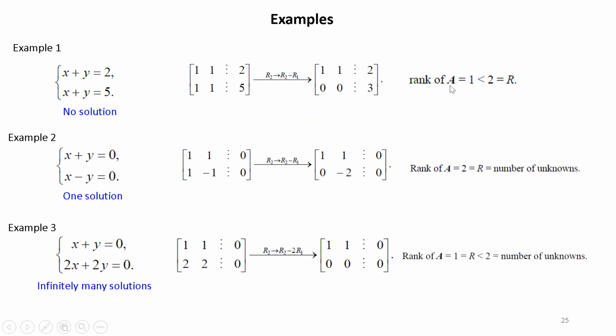Because the rank of A, right? So what is the rank of A? Is that the number of rows that are surviving? So this is just 1.